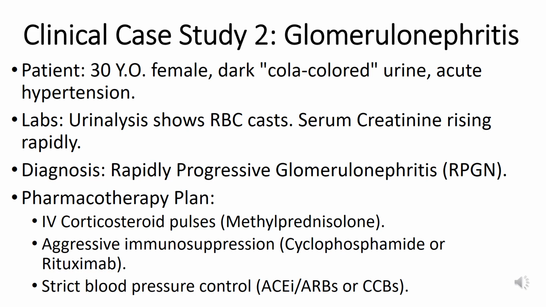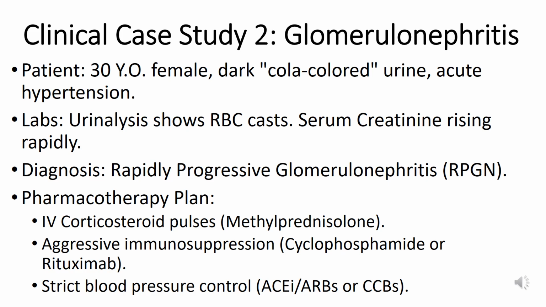Additional laboratory testing reveals another alarming finding. Her serum creatinine is rising rapidly. Creatinine is a marker of kidney function. A rapid increase suggests acute deterioration of glomerular filtration. This pattern indicates an aggressive disease process. The diagnosis is rapidly progressive glomerulonephritis, or RPGN.